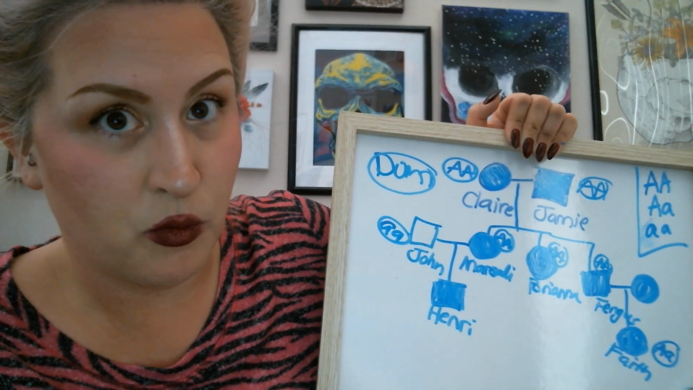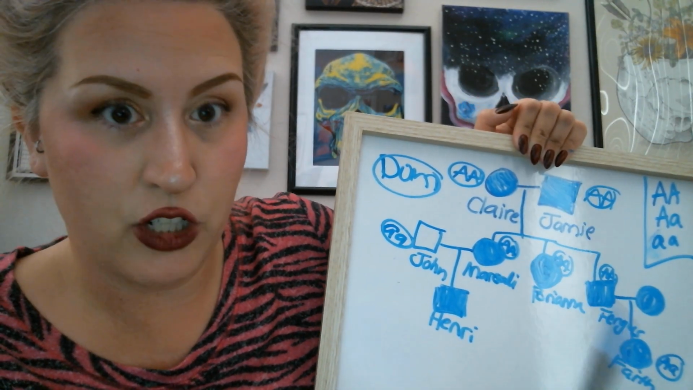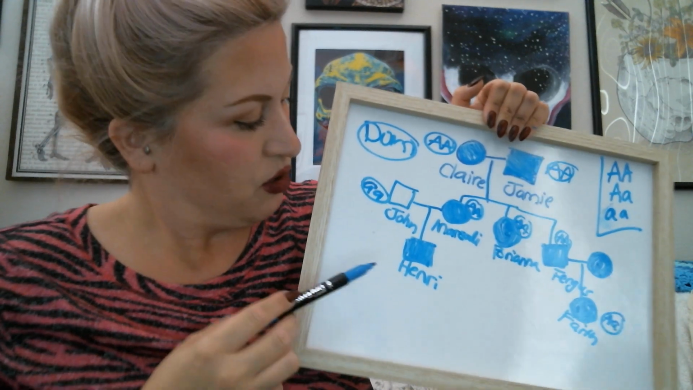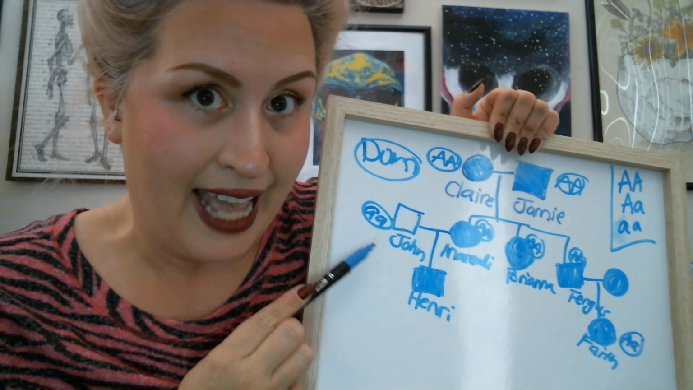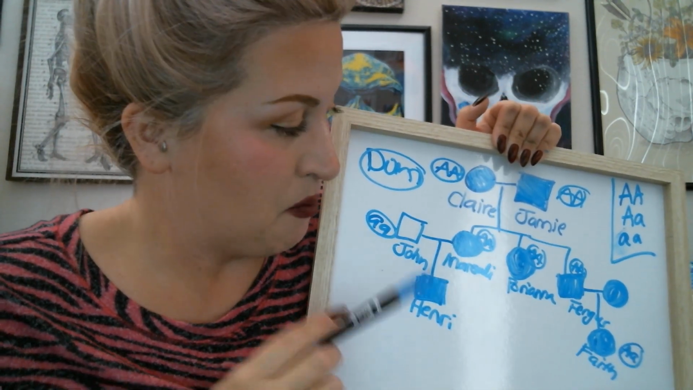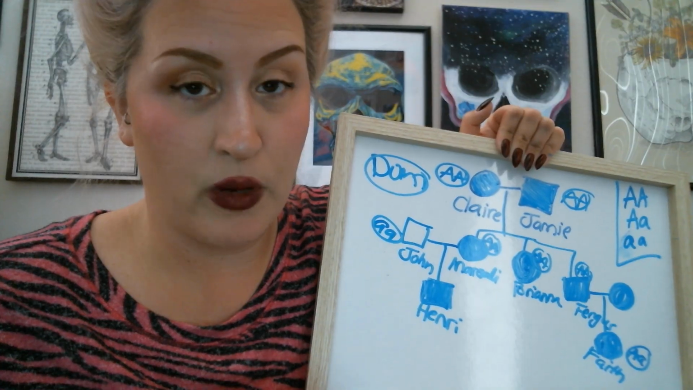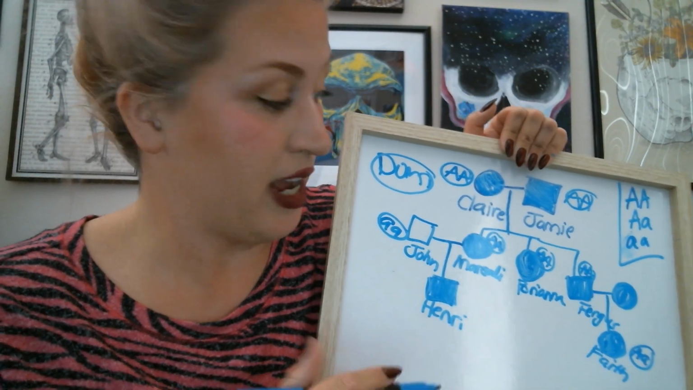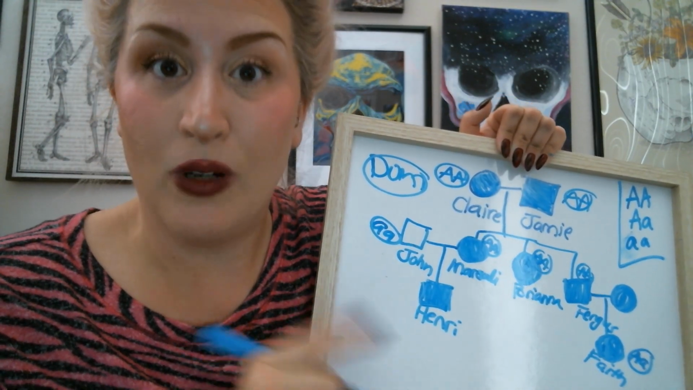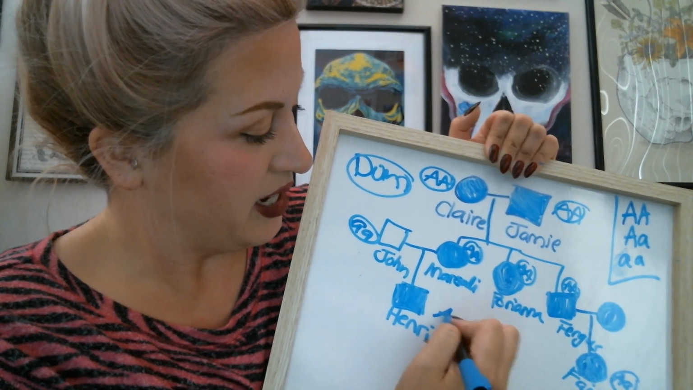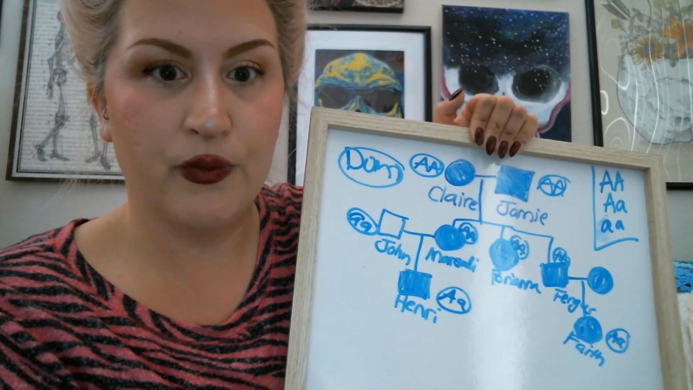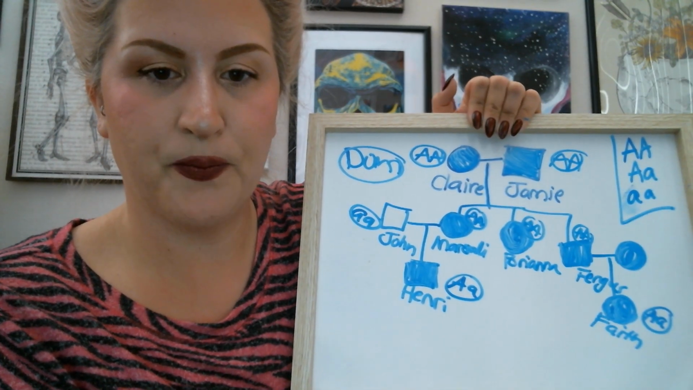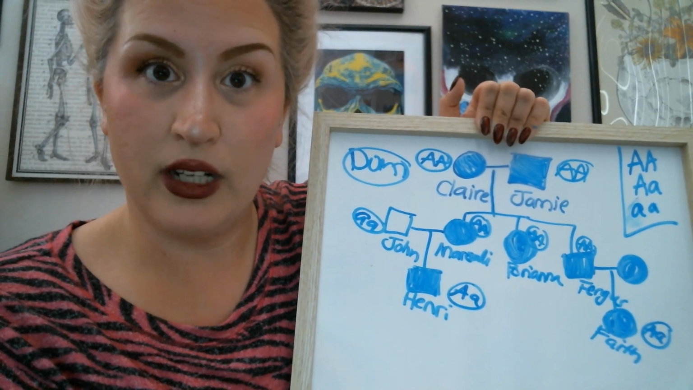Dad is John and he's homozygous recessive. Mom is Marcelly and she's homozygous dominant. So that means dad only has little A's to give and mom only has big A's to give. So Henri's going to get 1 big A from mom and then 1 little A from dad, right? So Henri is going to be heterozygous.